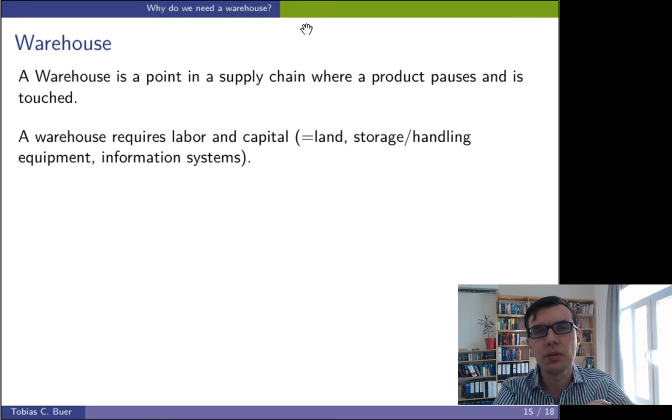On the capital side, capital includes all the things we can buy with money. I'm not talking about the salary of the workers, but about physical things like the land where our warehouse is built, the equipment, the different shelves, the transportation system, the conveyor belts used inside the warehouse, maybe the forklifts, and also the software system that we use to operate our warehouse. Because we use labor and capital as the main resources, many things in our future course will deal with these two types of resources and their impact on each other.